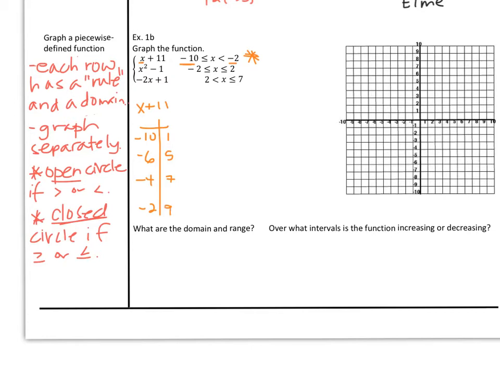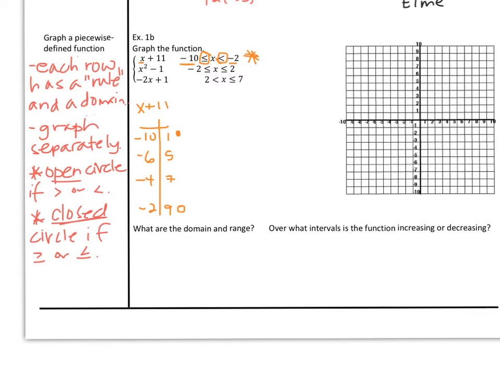So now let's look at our boundary dots. Negative 10 is less than or equal to x. That means that's going to be a closed dot on that left-hand side. x is less than negative 2 on the right. That's going to be an open dot for our boundary on that side.